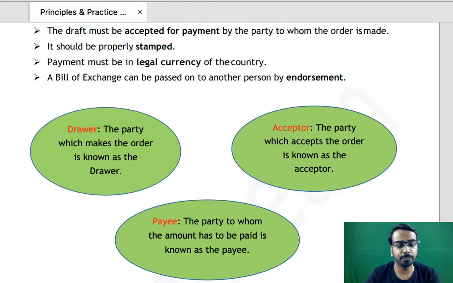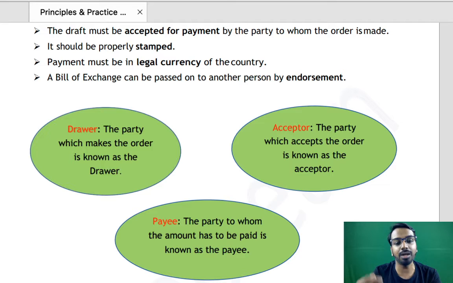Now before I begin this chapter, three key concepts: drawer, the party which makes the order or the party which draws the bill of exchange is called the drawer, and the party on whom the bill is made or the party who accepts the bill is the acceptor or the drawee. So you have a drawer which is one party, drawee or the acceptor which is the other party.